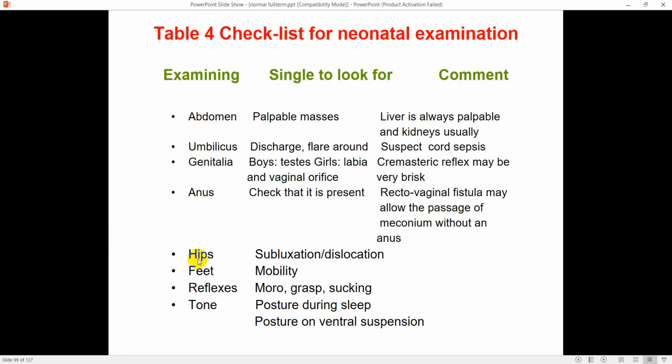Then we need to do examination for congenital dislocation of the hip, and examine the feet. All the previous steps of examination are physical. Now we want to assess the neurological system by doing neonatal reflexes like moro, grasp, and sucking, and also we need to assess the tone.